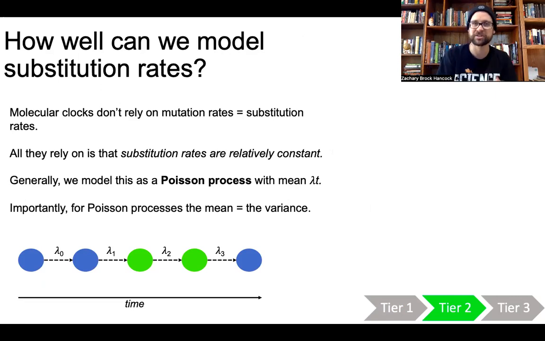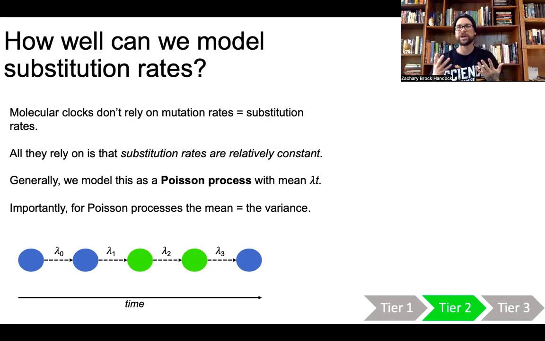Importantly, molecular clocks don't actually rely on this equivalency. It's often misconstrued by both creationists and even people who don't do phylogenetics. They often say, well, the molecular clock means that you have to have a constant mutation rate. No, no, no. It doesn't actually rely on that. What it relies on is that substitution rates are relatively constant. The mutation rate doesn't have to equal the substitution rate for the substitution rate to be constant, because those things can be decoupled across evolutionary time.